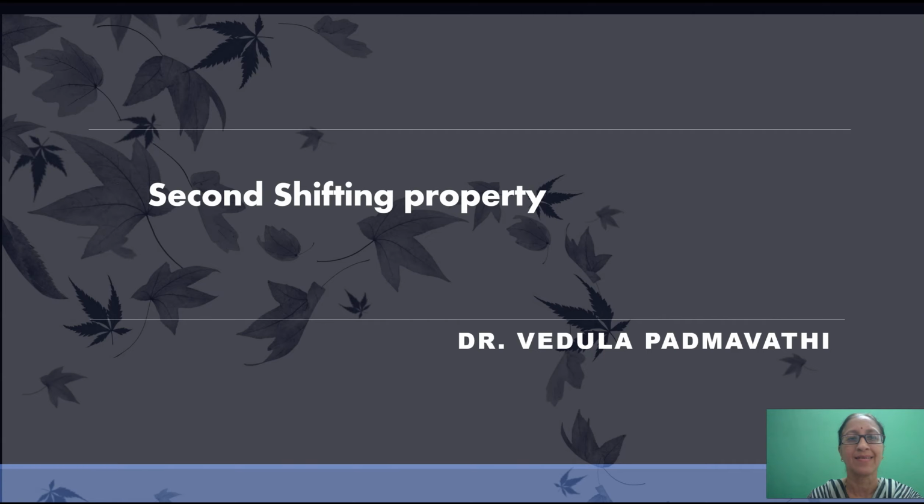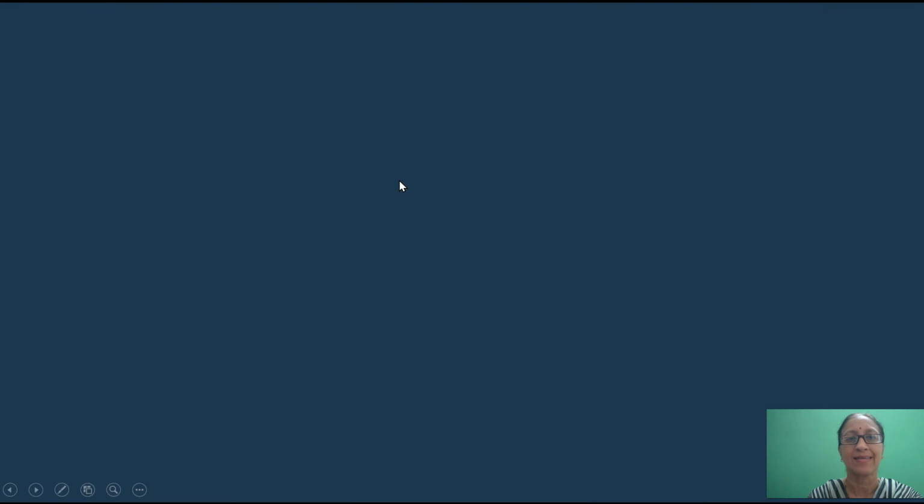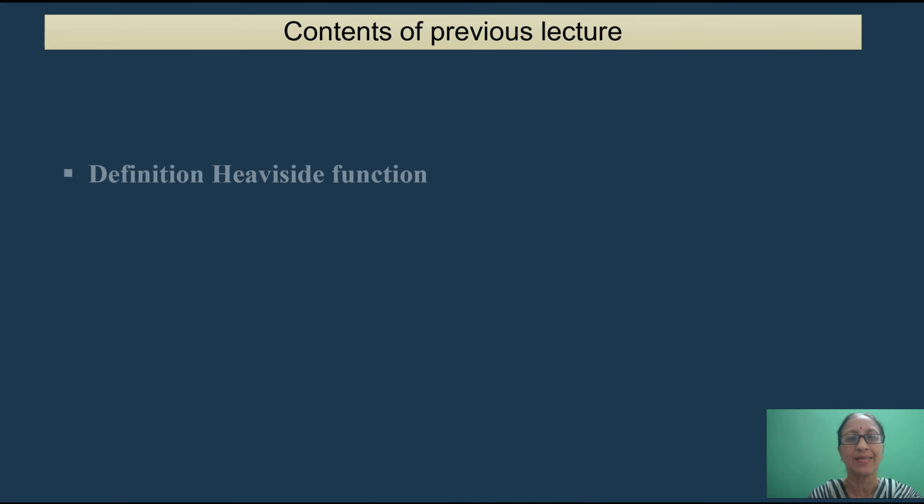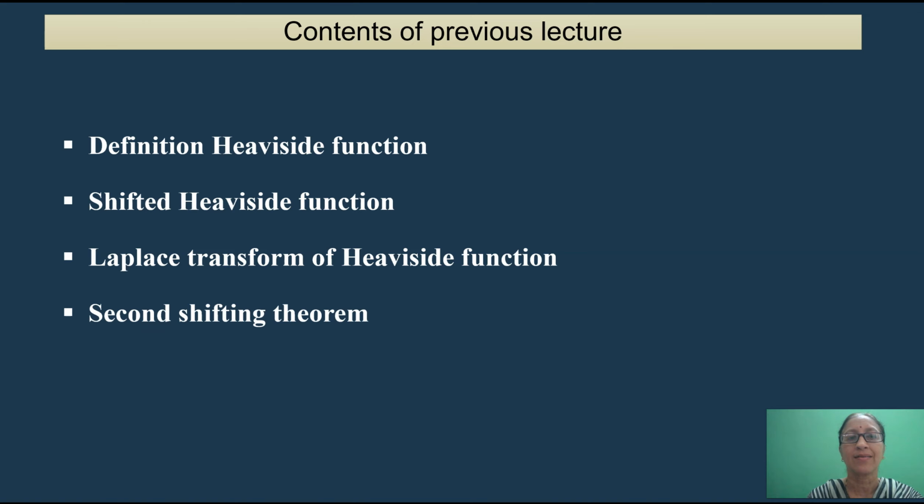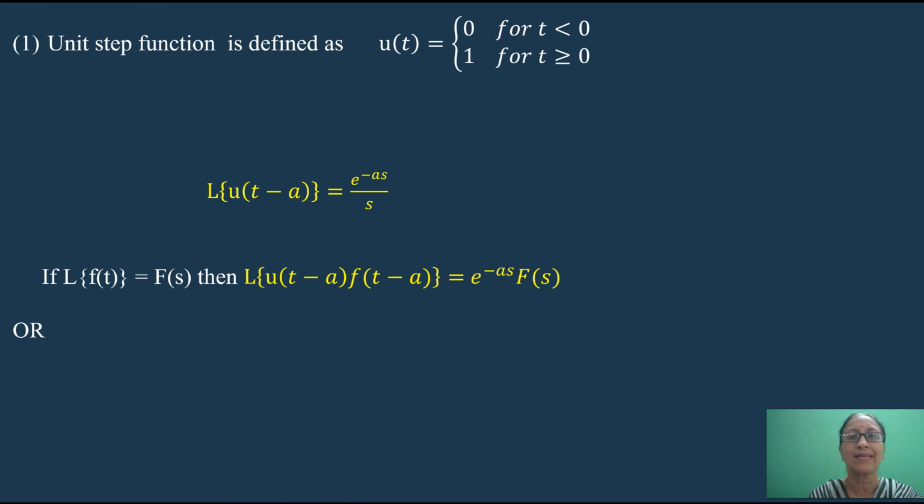In the previous session, we discussed the unit step function and the shifted unit step function, and the Laplace transform of the Heaviside function or unit step function; both are the same with different names. Then the second shifting theorem and some examples on it. In this session, let us discuss some more examples on the second shifting property. Before that, let us recap the definitions we discussed in our previous lecture.